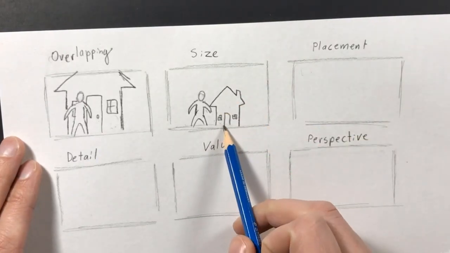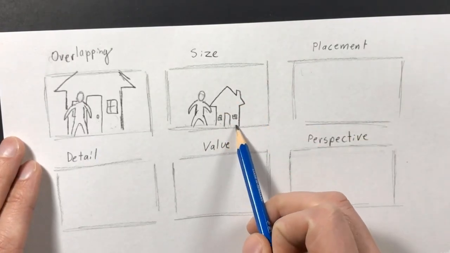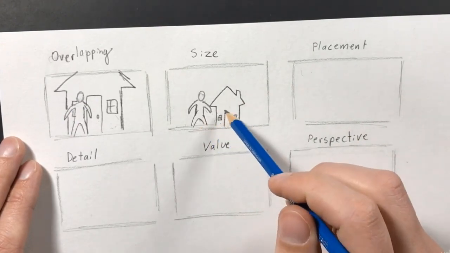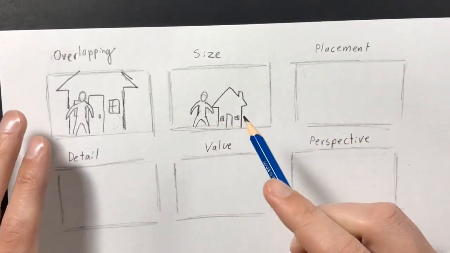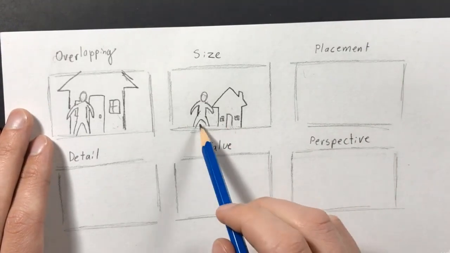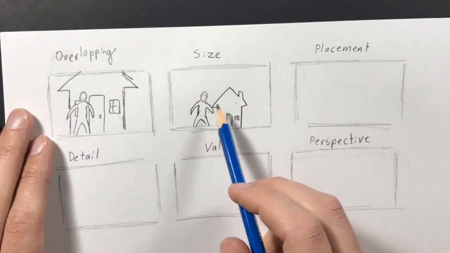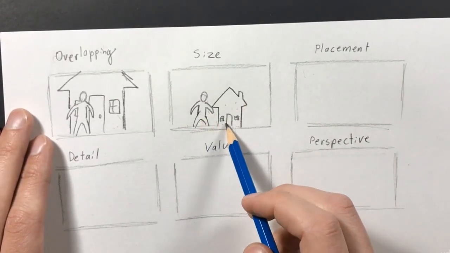Well, now we know that most likely this house is further away, because generally houses tend to be larger. So unless it's a small miniature house, which is probably not, we know that this house is far away because the man is almost as big as the house.